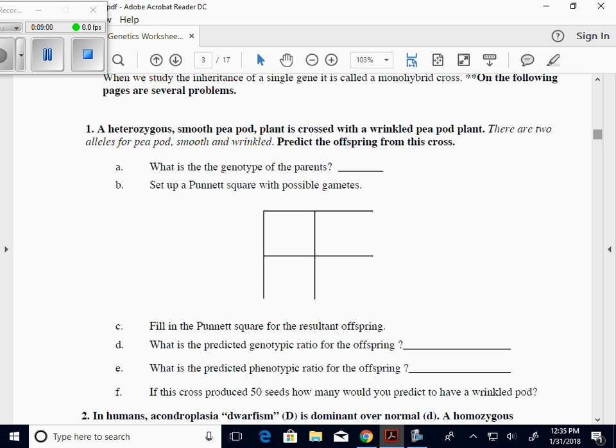Which one is dominant? Can we tell? Which one is dominant? Lewis? Smooth pea pod is dominant. How can we tell that the smooth pea pod is dominant? Jonathan, what do you think?